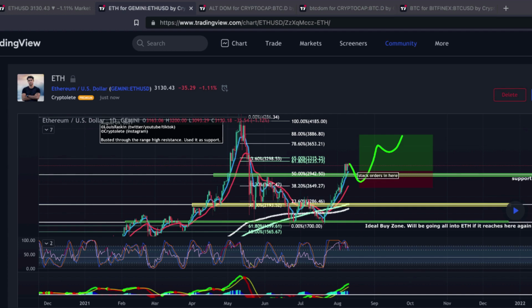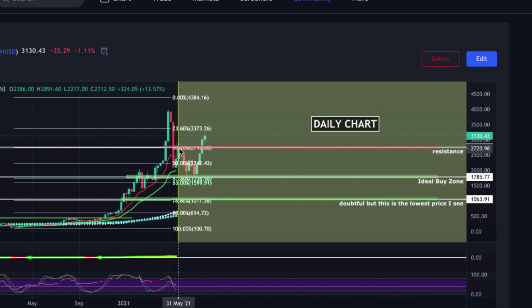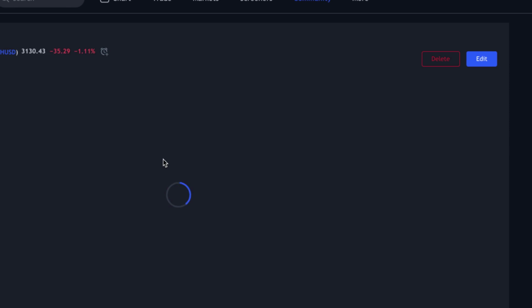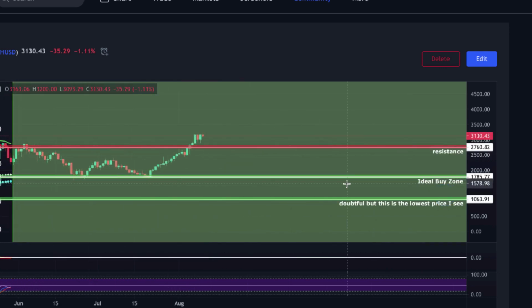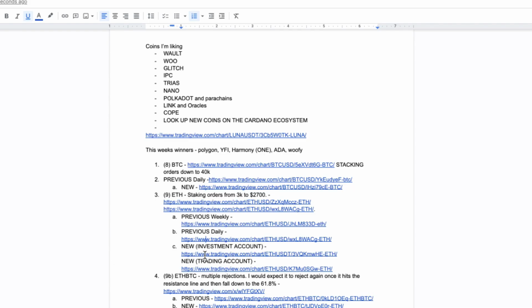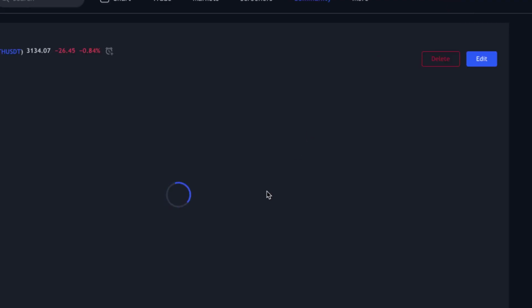I don't think I need to put these weekly. I mean, I'm checking. I'm just checking the previous weekly ones from a long time ago. Resistance, support, same. Previous daily investment account. Apparently, I have an investment account too, right? So I have two accounts.